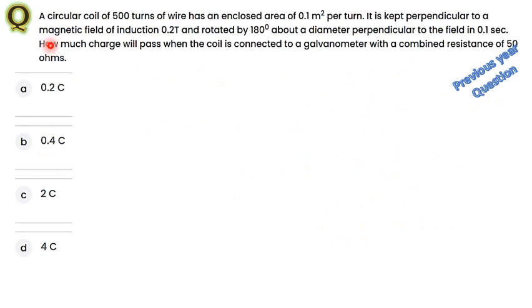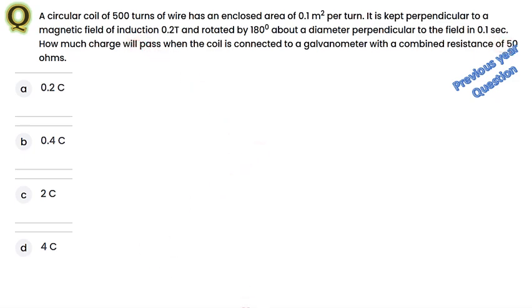Okay, the next problem. A circular coil of 500 turns of wire encloses an area of 0.1 meter square per turn. See, per turn it covers 0.1 meter square. There are 500 turns of the coil. It is kept perpendicular to a magnetic field of magnetic induction 0.2, and it is rotated along a diameter by 180 degrees, perpendicular to the field, in a time of 0.1 second. Then how much charge will pass through the coil which is connected to a galvanometer with a combined resistance, the total coil resistance here, of 50 ohm?